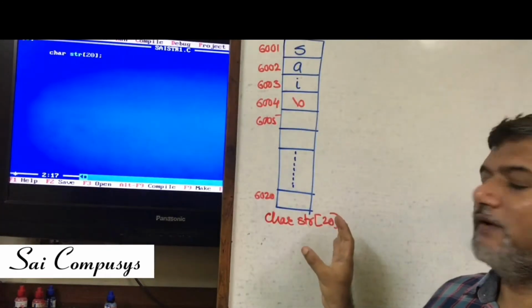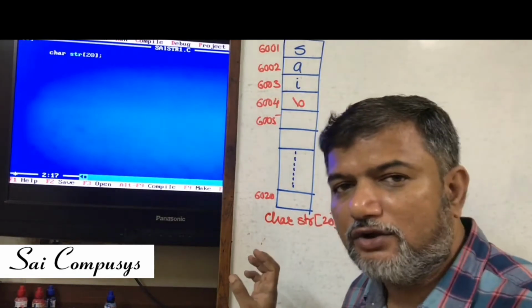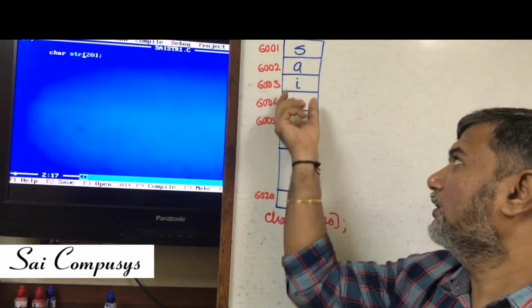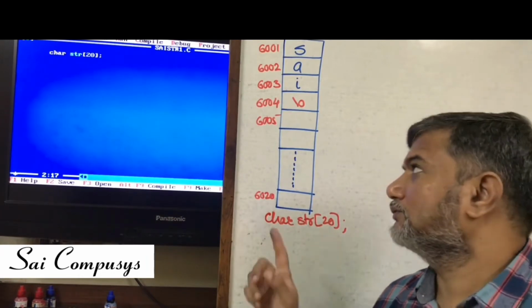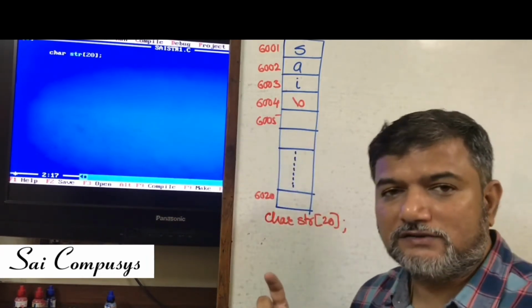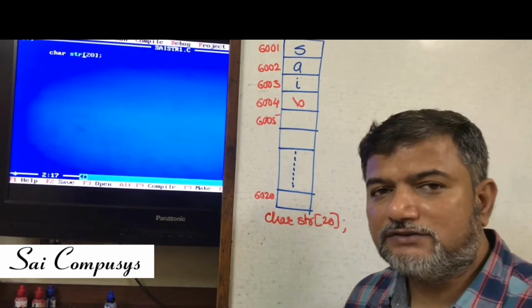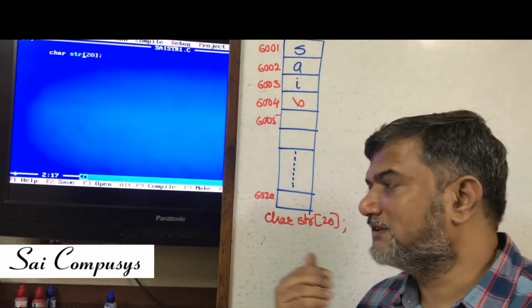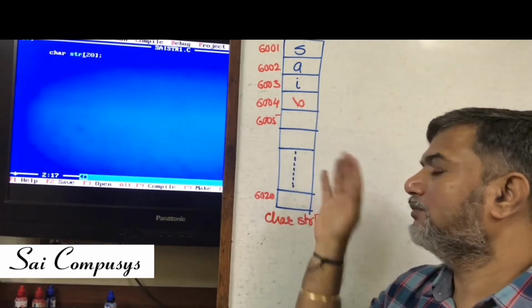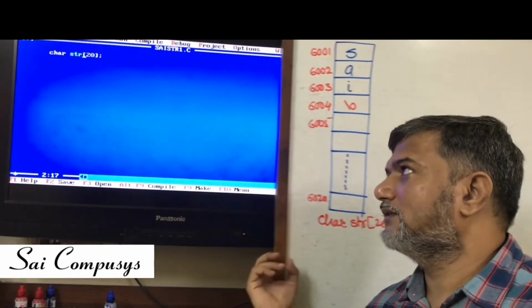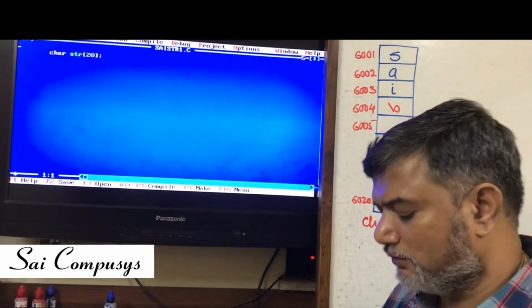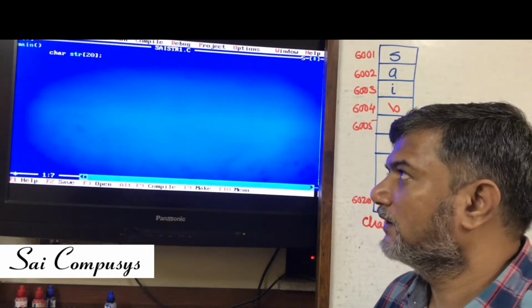This is an array of 20 bytes. This array of 20 bytes can hold a word of maximum 19 characters, because one byte is always reserved for backslash 0. Backslash 0, as you know, is used to separate the actual information from the garbage information. So last time I told you how to scan it. Let me show you scanning and printing again.